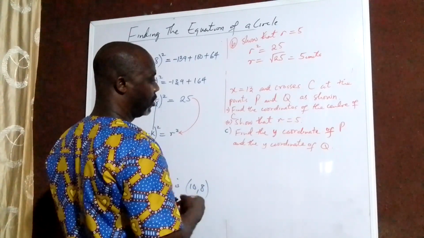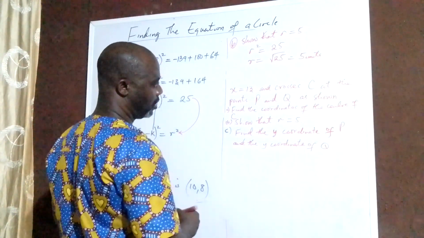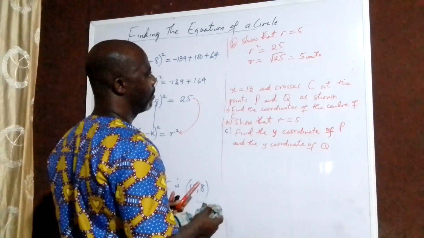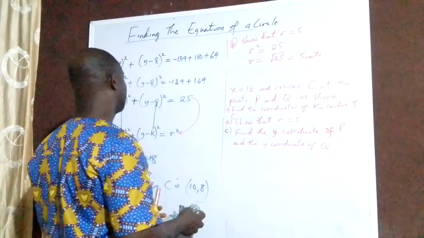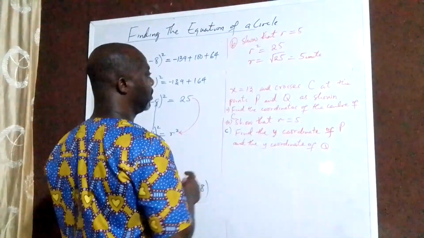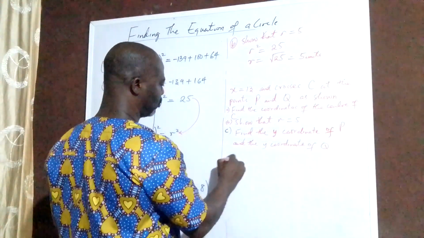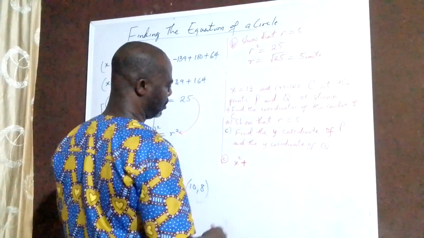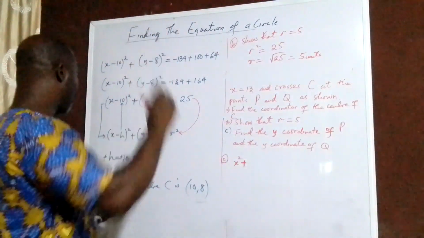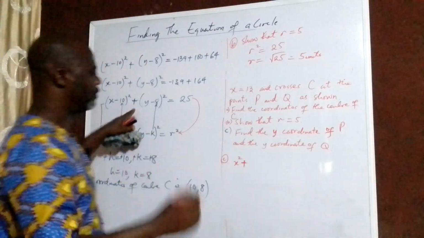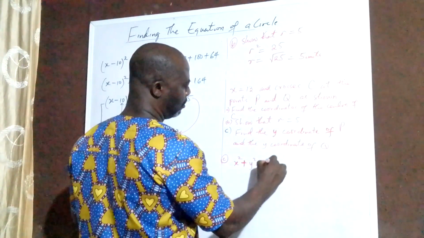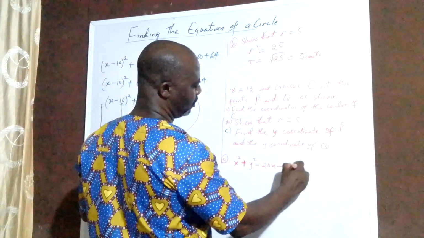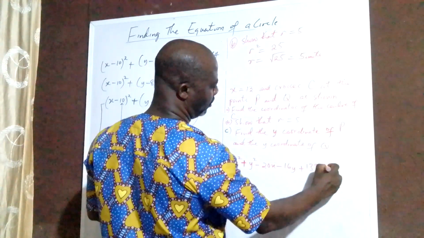So we are going to go back to that equation. What was the original equation? So for us to solve C, we go back to x squared plus y squared minus 20x minus 16y plus 139 equal to 0. We can use that one or we simply use this, but let's use the first original equation.